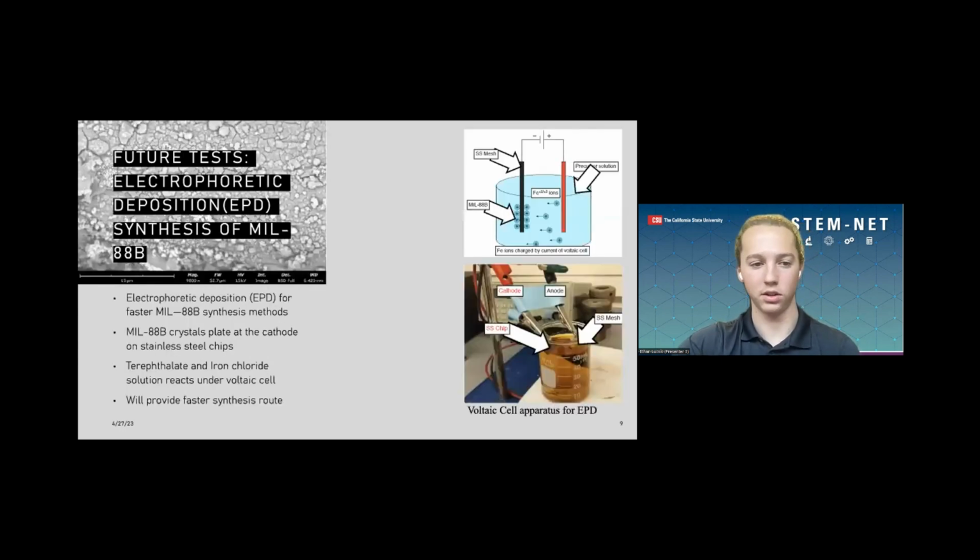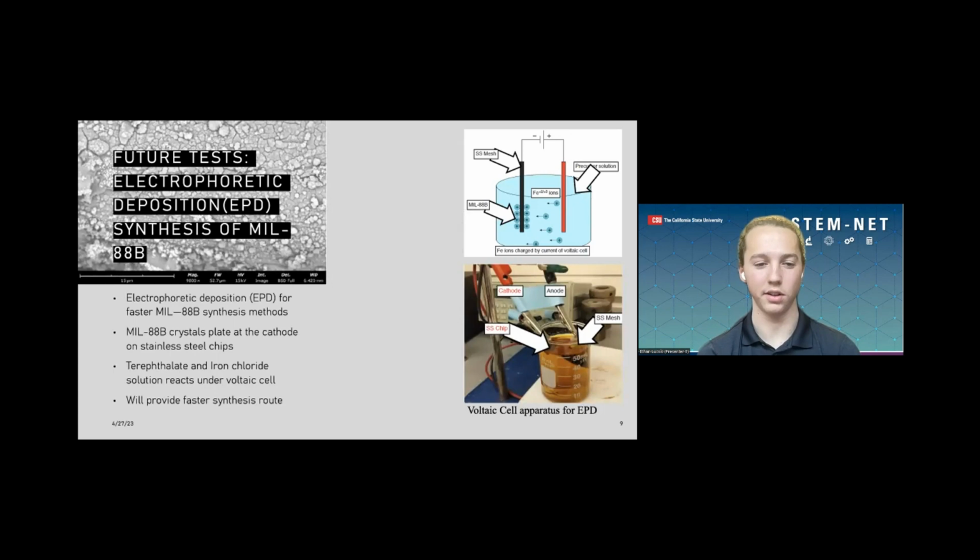So I wanted to show this slide really quick because I wasn't going to have a lot of time to get into this, but these are some of the experiments that we have been designing for the future of MIL88B. And this series of experiments hopes to explore a faster synthesis method utilizing electrophoretic deposition, where a solution of the substituents of MIL88B, iron and terephthalic acid, are plated onto a stainless steel cathode using a voltaic cell.